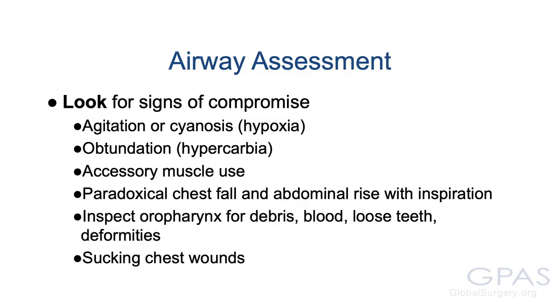We look for signs of compromise, agitation or cyanosis, which may indicate hypoxemia, obtundation, which may indicate hypercarbia or increased carbon dioxide levels, accessory muscle use, paradoxical chest fall and abdominal rise with inspiration. Inspect the oropharynx for debris, blood, loose teeth, and deformities. Sucking chest wounds are also assessed.